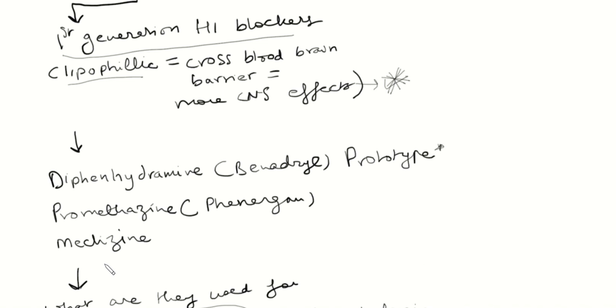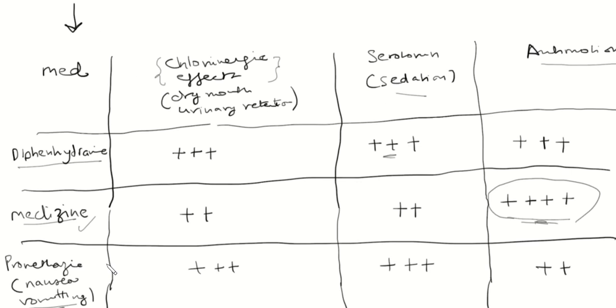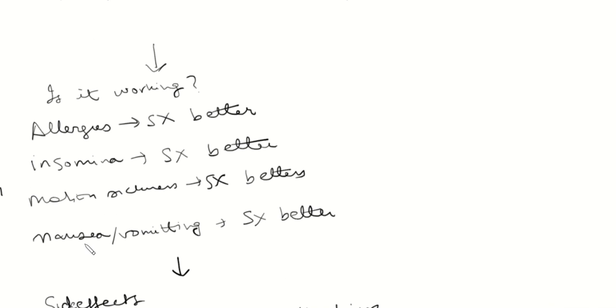Block the H1 receptor and prevents the symptoms. Okay. Is it working? How do you know? Well, I got allergies. I'm taking drugs for it. So symptoms are better. It's working. Insomnia. How do I know it's working for insomnia? Symptoms are better. I can sleep. Motion sickness. How do I know it's working? Well, I take meclizine and I don't have motion sickness. Nausea and vomiting. How do I know it's working? Well, the patient complains of less nausea or no nausea, and as a nurse or a healthcare provider, I don't see them vomiting. Symptoms are better.